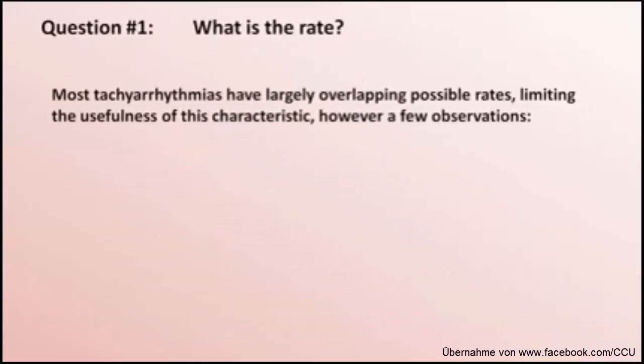Regarding the rate, most tachyarrhythmias have largely overlapping possible rates, limiting the usefulness of this characteristic in general. However, there are a few observations or possible exceptions. First, the maximal predicted sinus rate is approximately 220 minus the person's age in years. This is not an absolute rule. World-class elite athletes can violate it, for example. However, if you encounter an 80-year-old man with a heart rate of 170, you can say with complete confidence, without knowing anything else, that the patient does not have sinus tachycardia.